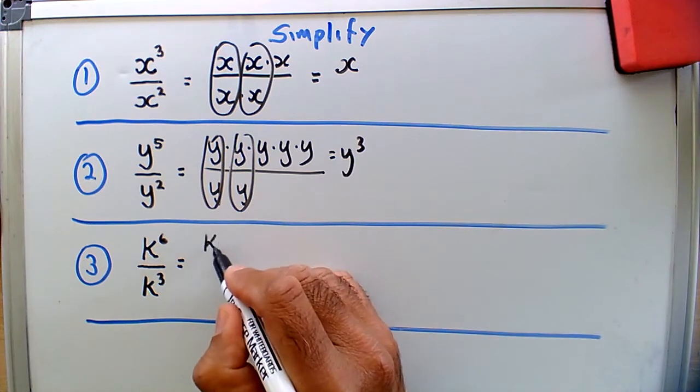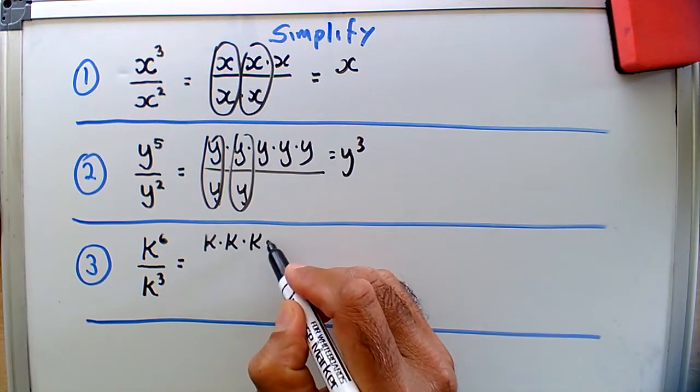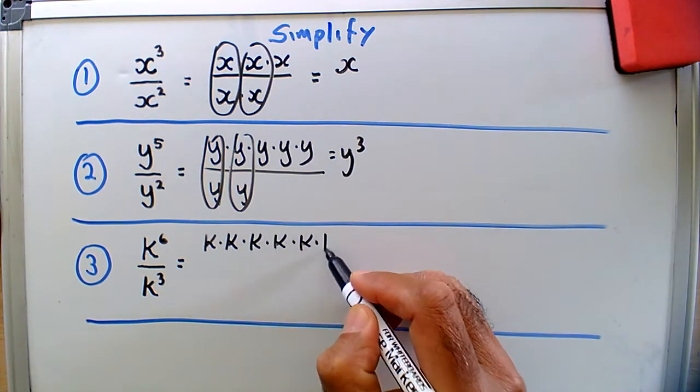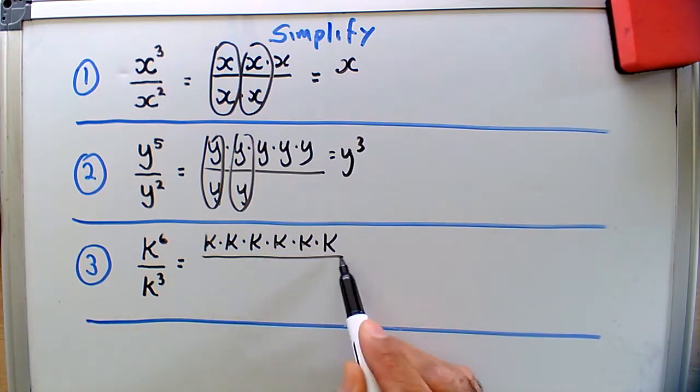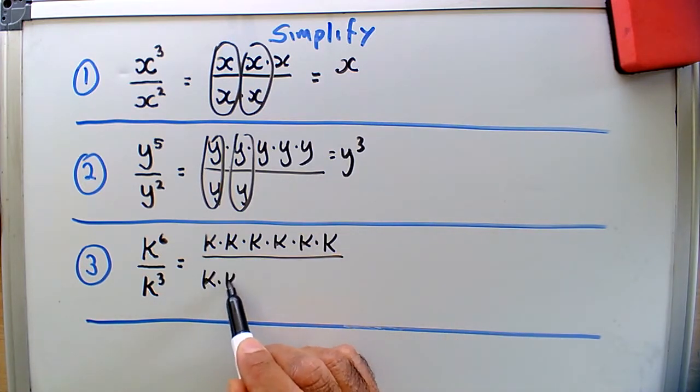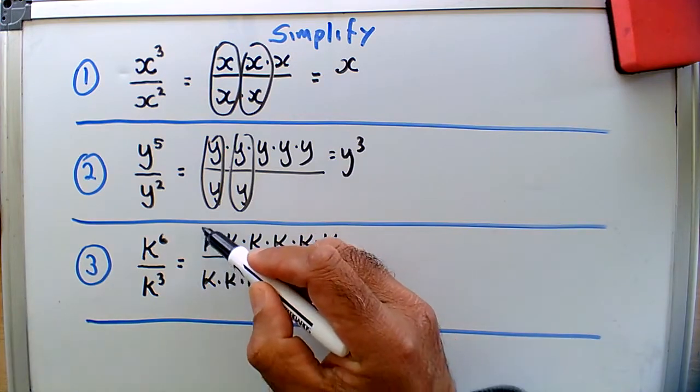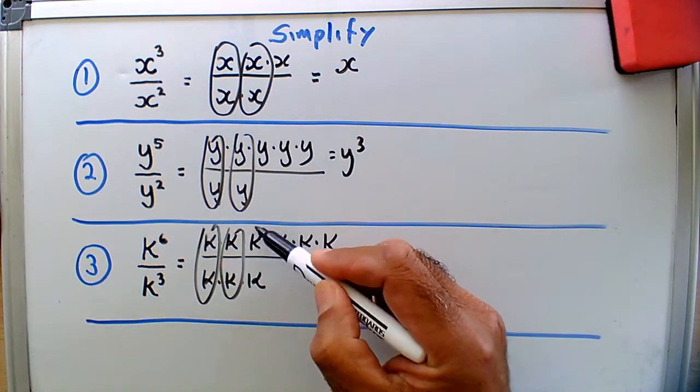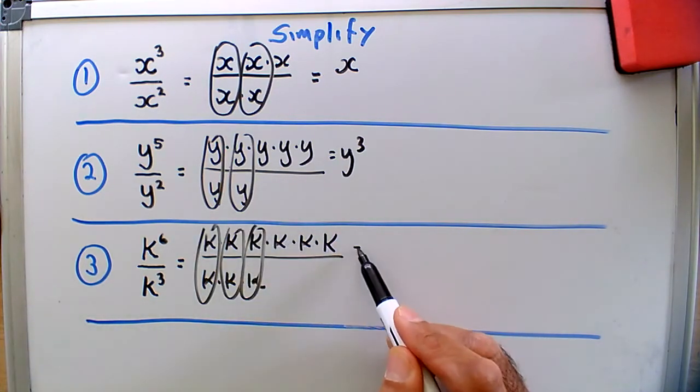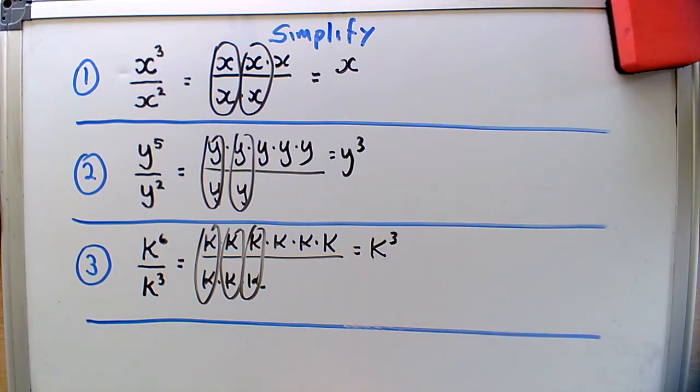Here I've got k times k times k times k times k times k, 6 times on top, and on the bottom k times k times k. And you can see k over k is 1, k over k is 1, k over k is 1, so I'm left with k to the power of 3 on top.